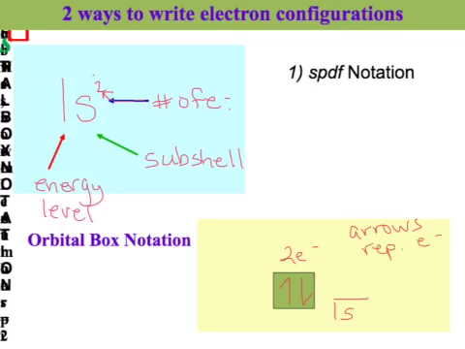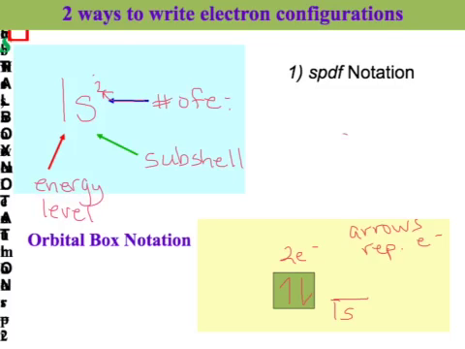And if you have 2 in that subshell, you have to put them going in opposite directions. Again, we'll refer back to our activity tomorrow to get an idea of why you have to have them going opposite directions. Okay? So those are just 2 different ways of writing the same thing.